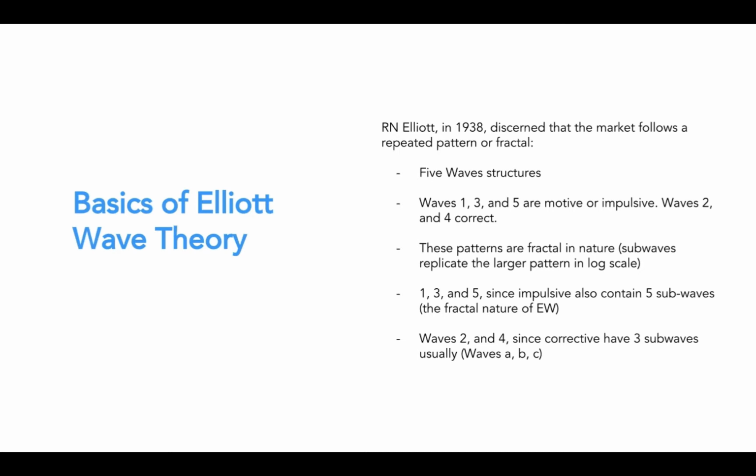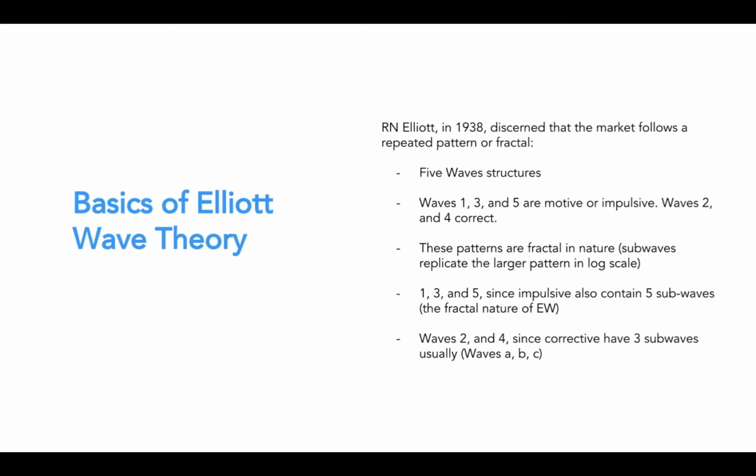So in that 5-wave structure, 1, 3, and 5 are motive or impulsive. That means they move the market forward. Waves 2 and 4 correct, so they pull the market back. It's kind of 3 steps forward, 2 steps back, so there's always progress in the market. These patterns are fractal in nature, so subwaves replicate the larger pattern in log scale. What I mean is, if you dive into the 1, 3, and 5, they also have 5 waves. They're moving forward and 2 steps back, while the greater pattern that they are part of is moving forward. And we'll look at that a little bit.